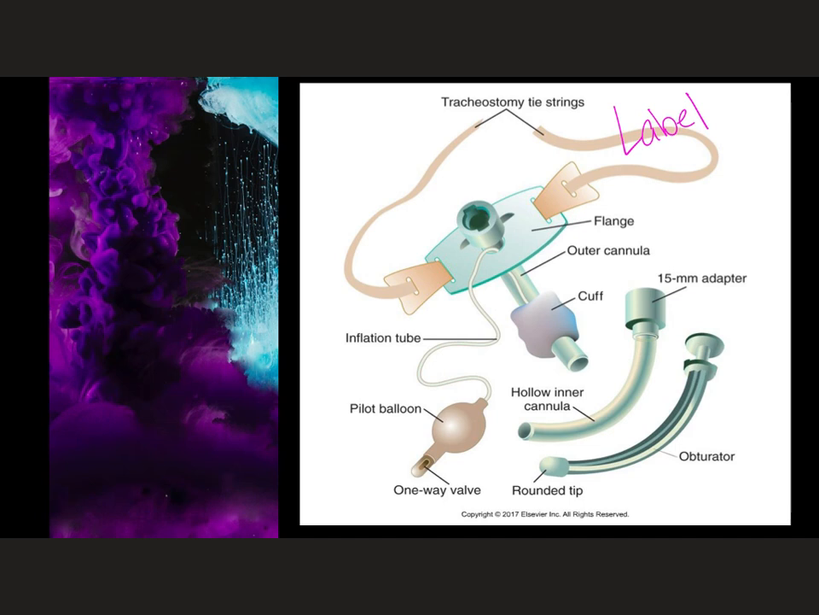Okay, so let's talk about the hollow inner cannula. The outer cannula is attached to the flange. The inner cannula goes inside the outer cannula, and it has a 15 millimeter adapter. So you might ask, why 15 millimeters? Everything standard is 15 millimeters. Your bag. If we needed to take the patient off of the vent, that bag is 15 millimeters. If you have a vent circuit and you attach it there, it's 15 millimeters. So all trachs are going to have a 15 millimeter adapter.